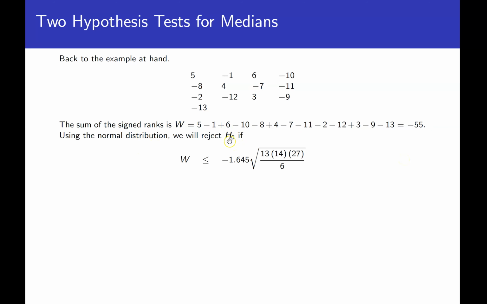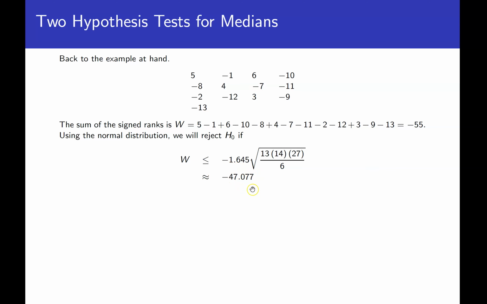Using our normal distribution, we're going to reject if this W, we're looking at the median being below 40,000 rather than equal to 40,000, so it will be less than or equal to negative 1.645. The negative comes from the fact that we're looking below. The 1.645 here is coming from the Z sub alpha at the alpha of 0.05. And then multiplied by the standard deviation here, which would be the square root of the variance for 13 data points, so 13 times 14 times 27 over 6, which is approximately negative 47.077. So this W is less than this critical value, if you will.